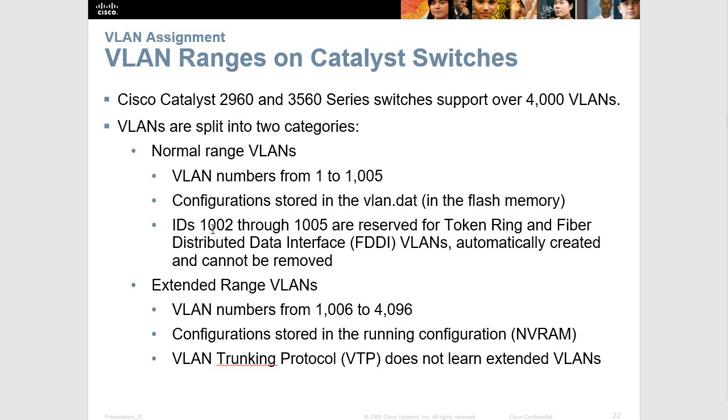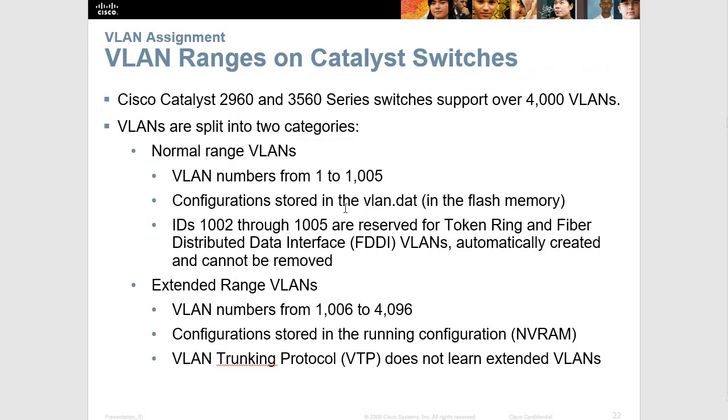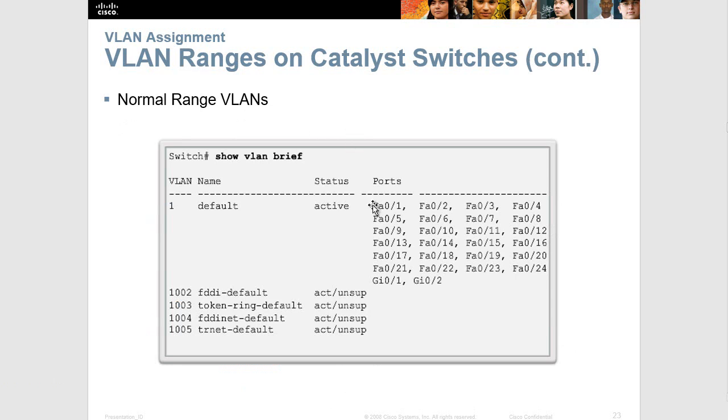And if you remember a couple slides ago, in fact in this slide here, you see there are some IDs that are reserved for token ring and fiber distribution data. Okay, they're automatically created and cannot be removed. All right, VTP, VLAN Trunking Protocol, does not learn extended range VLANs. So our normal ranges, you can see these are the reserved ones that were just mentioned on the previous slide, and by default you have one default VLAN.